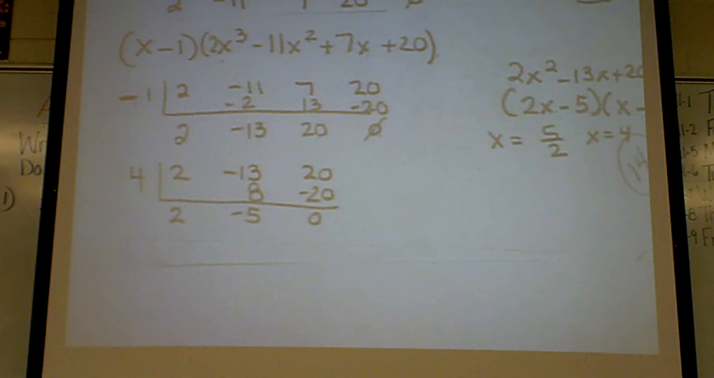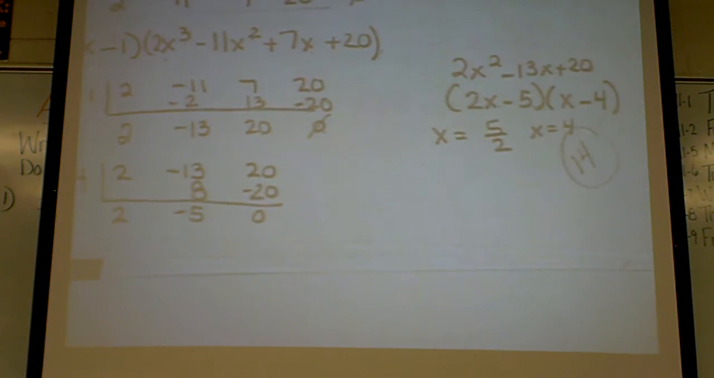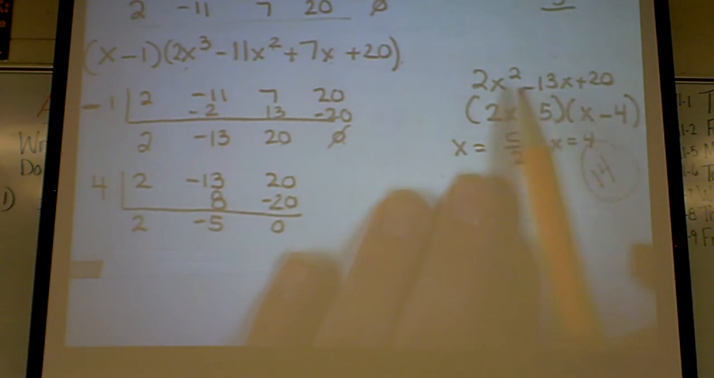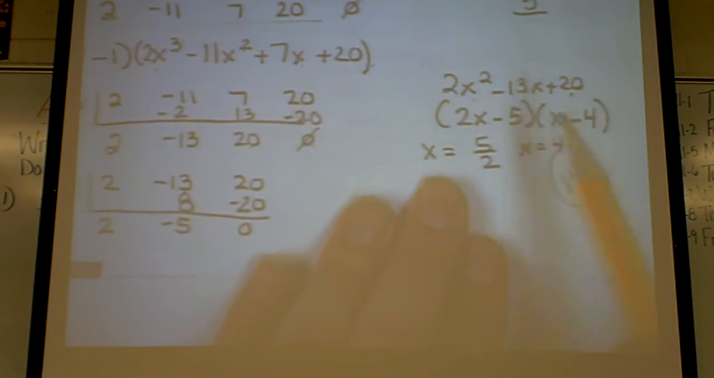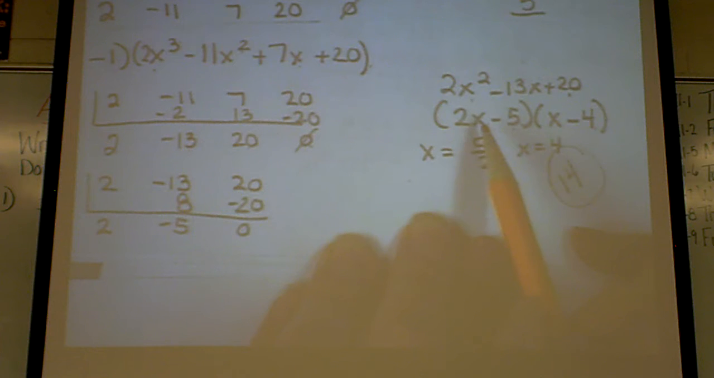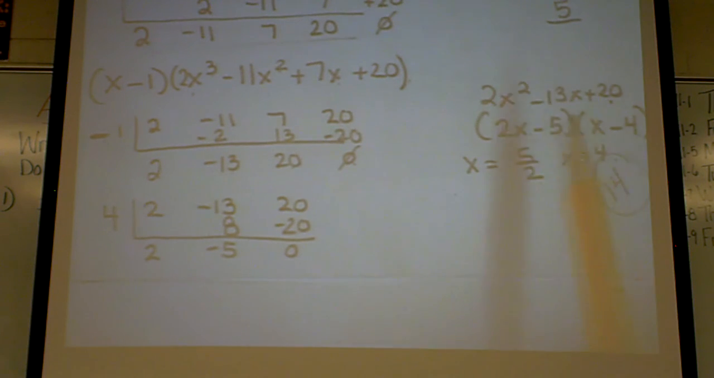And then you do synthetic division again, or you could factor this. Is 2x squared minus 13x plus 20 factorable? Yes. You get 2x minus 5 and x minus 4. So when you solve each of these for x, you get x equals 5 halves and x equals 4. So we have 4 zeros.